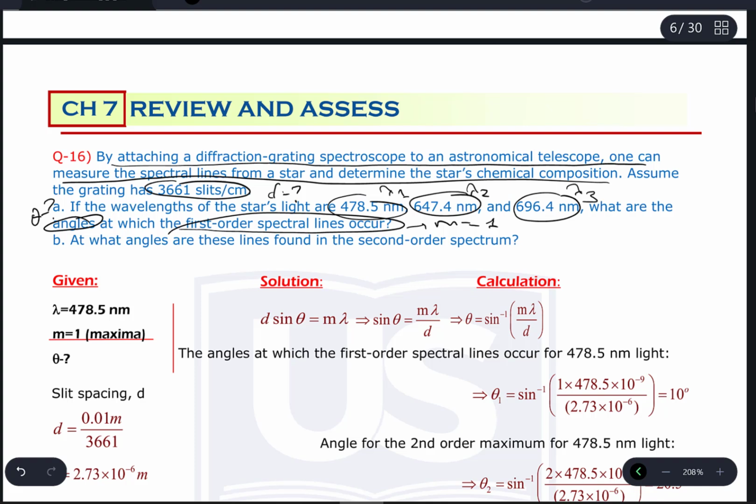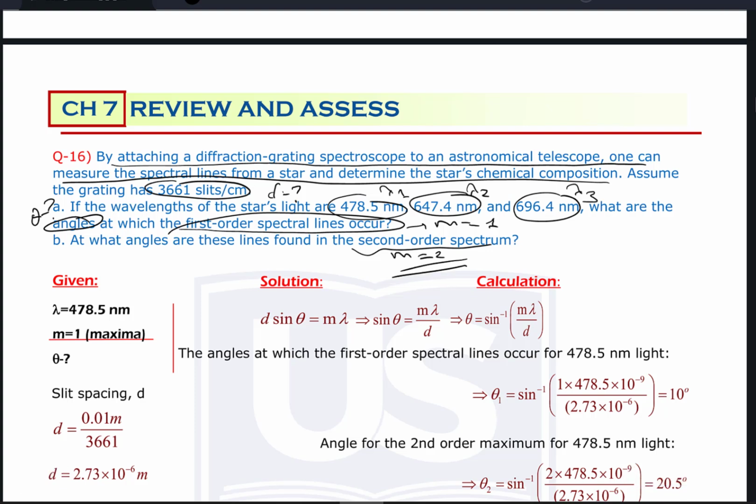What is the angle for lambda 1? What is the angle for lambda 2? What is the angle for lambda 3? We will find them. Part B asks at what angles these lines are found in the second order. That is, you are going to repeat part A for the second order spectrum, m is equal to 2. So let's do it for m equal to 1, and for 2 you can do it on your own in a similar way.